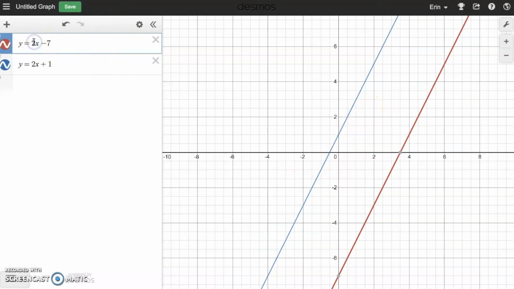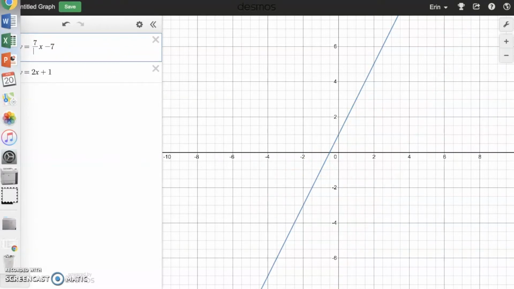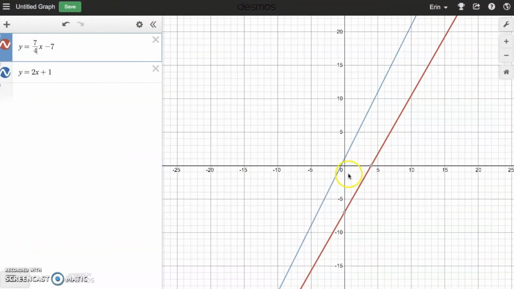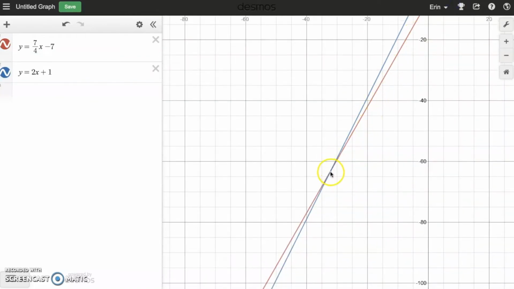However, if I make this something very close to 2, let's say 7/4 x minus 7, you can see that their slopes are similar, but if you zoom out, you can see that eventually those lines will cross each other. So unless the lines are parallel, meaning they have the same slope, they will eventually intersect.